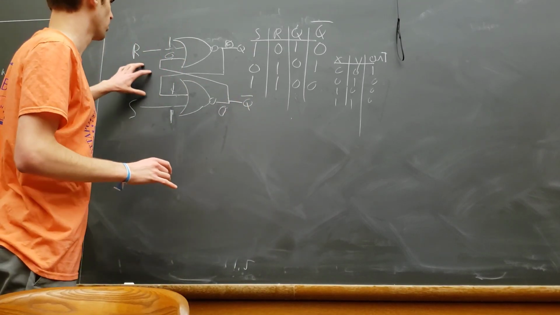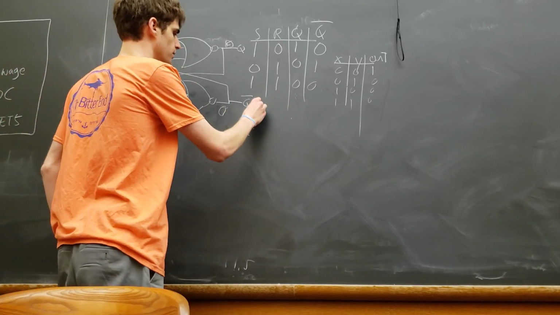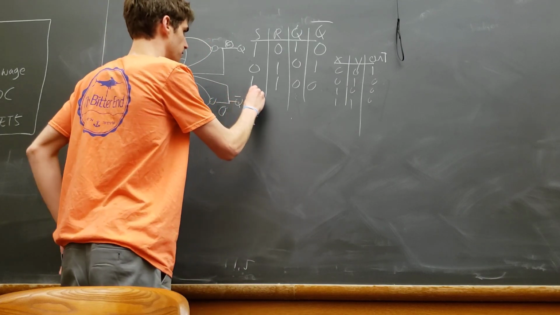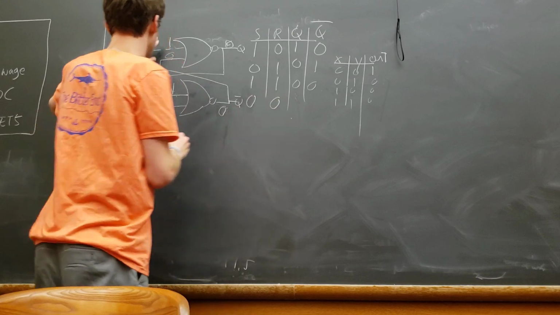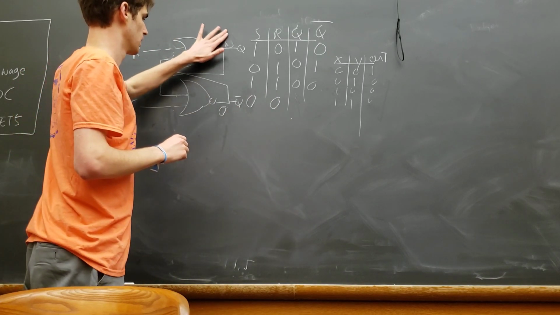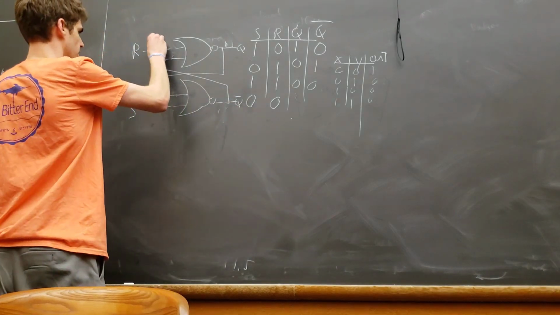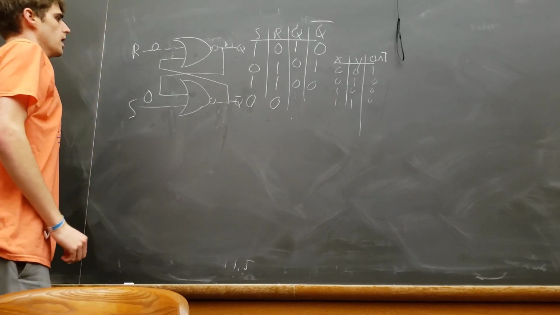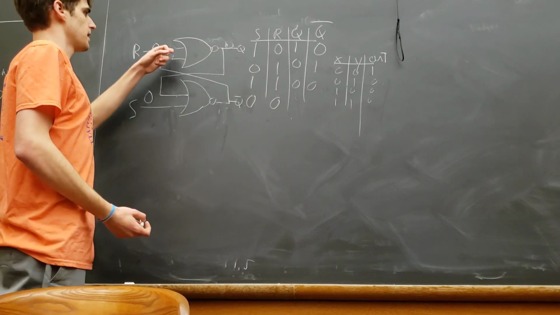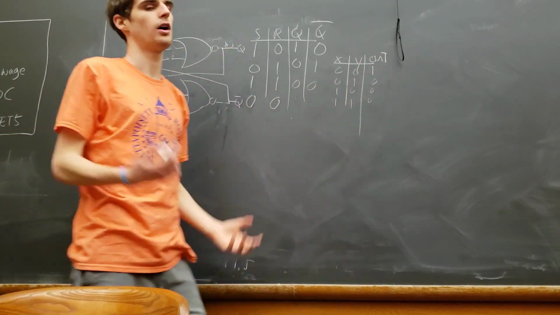And now, here's the important one, the reason this is so important in sequential circuitry. What happens if you make S 0 and you make R 0? So this is 0 and this is 0. I don't know what the output's going to be, because I don't know the input. The output could be either a 1 or a 0. That's all that we know.